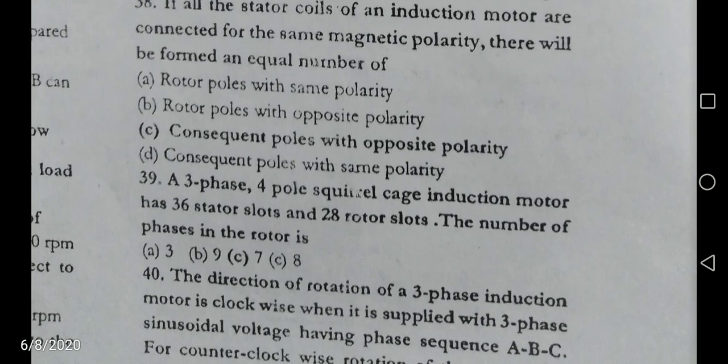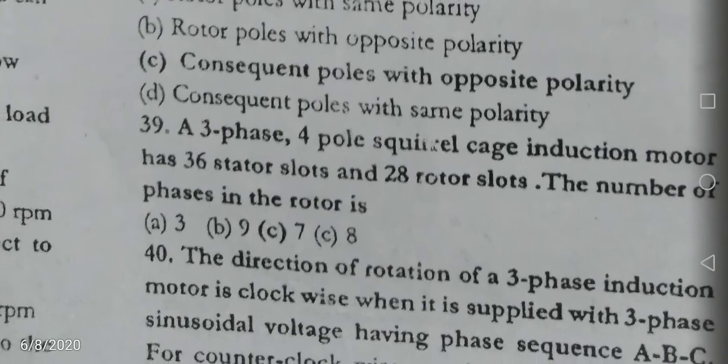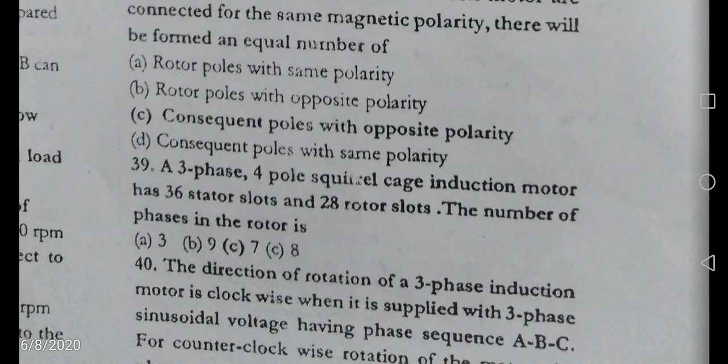So it's clear. Thirty-ninth question: a three-phase 4-pole squirrel cage induction motor has 36 stator slots and 28 rotor slots. The number of phases in the rotor is, so to find it, equal to rotor slots divided by rotor poles. So 28 by 4, that is 7. So option C is correct.